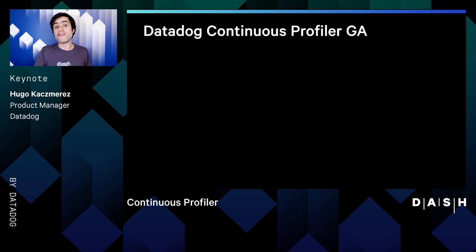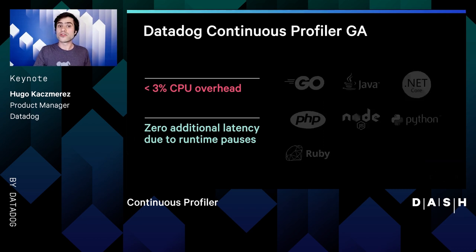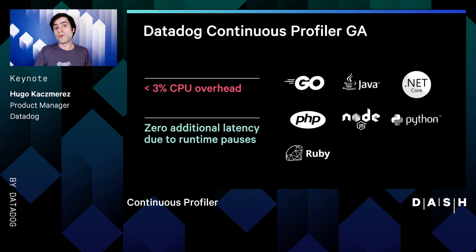That's why I'm very excited to announce today the GA of Datadog Continuous Profiler. It runs continuously in production and analyzes code performance release after release. It can run in production because it has a very low overhead, less than 3% max CPU, as well as no additional latency due to runtime pauses. It supports most languages, with .NET and PHP coming later this year.